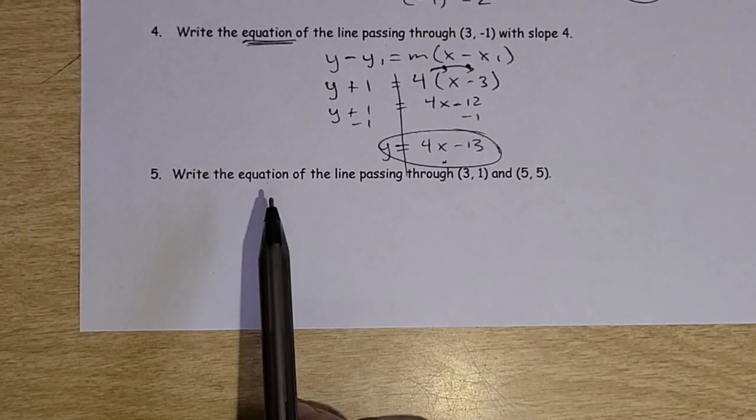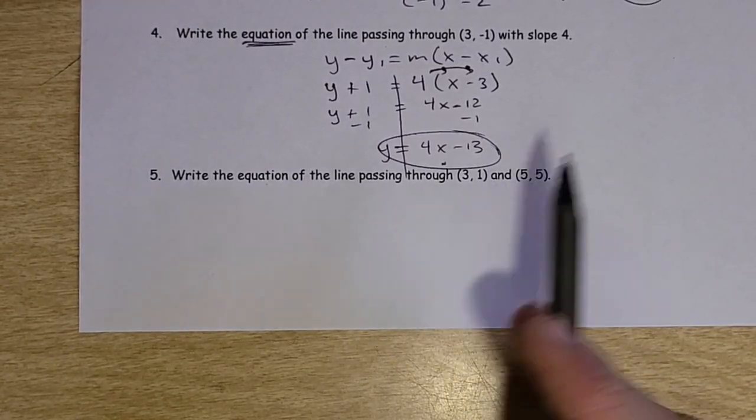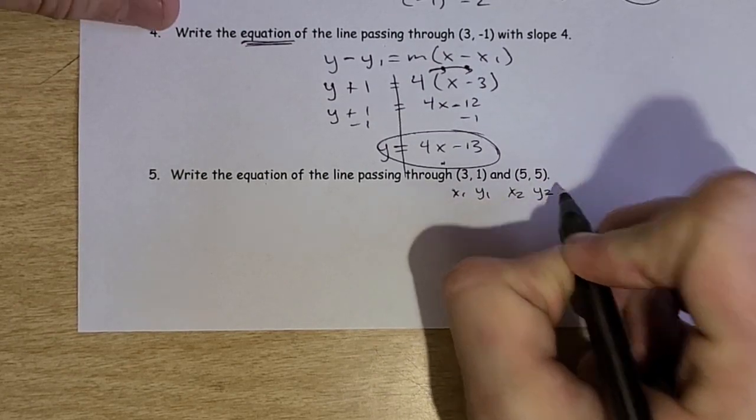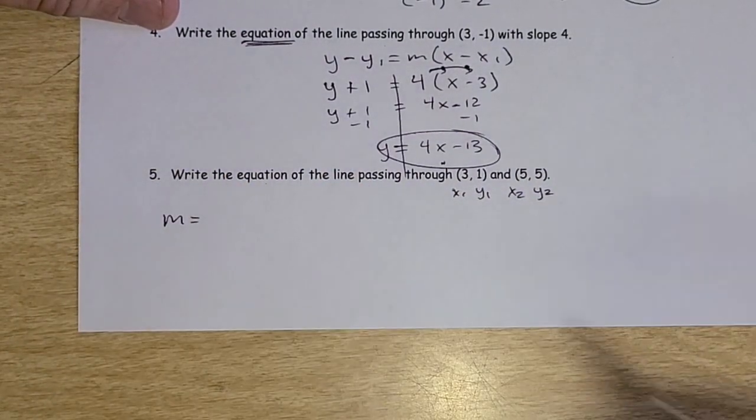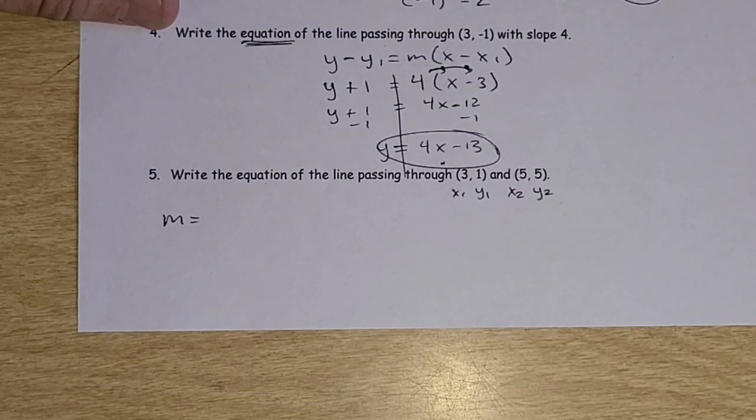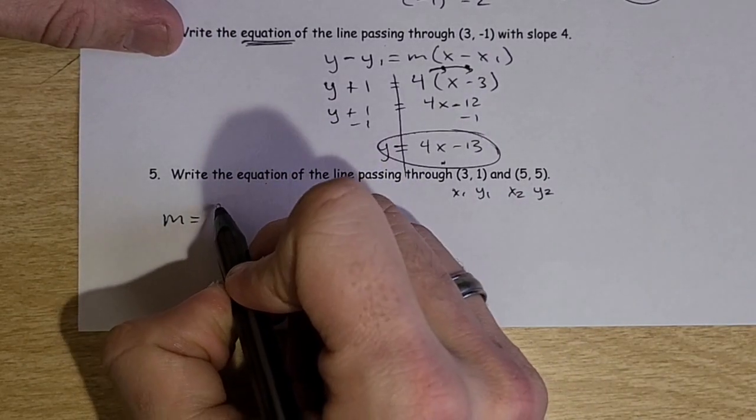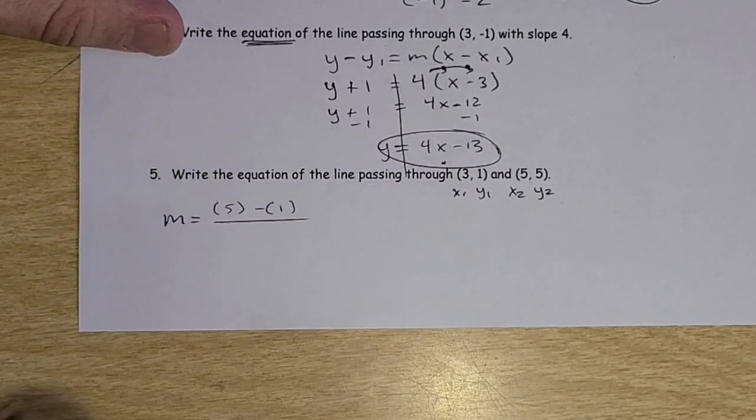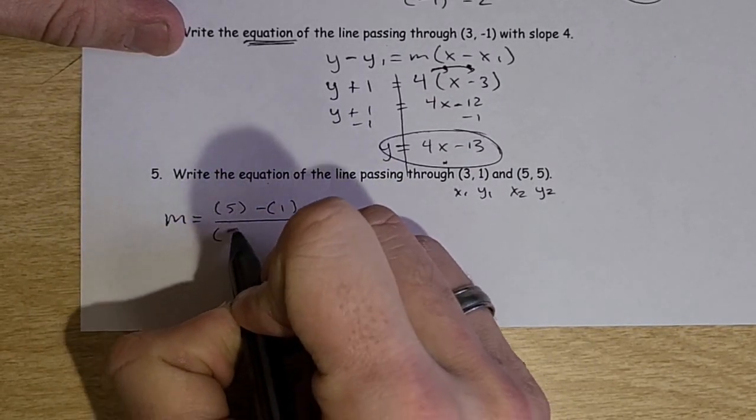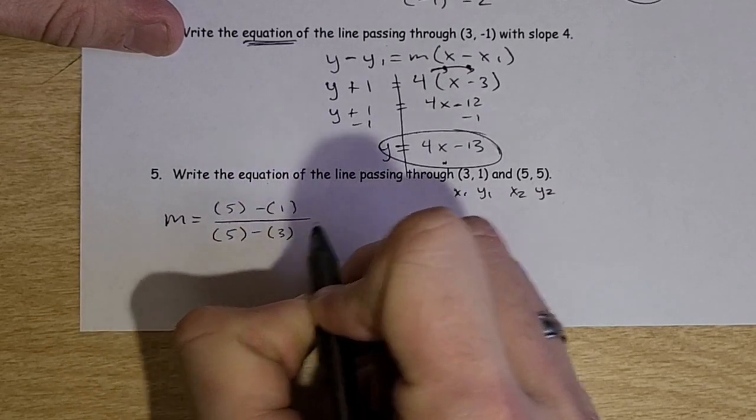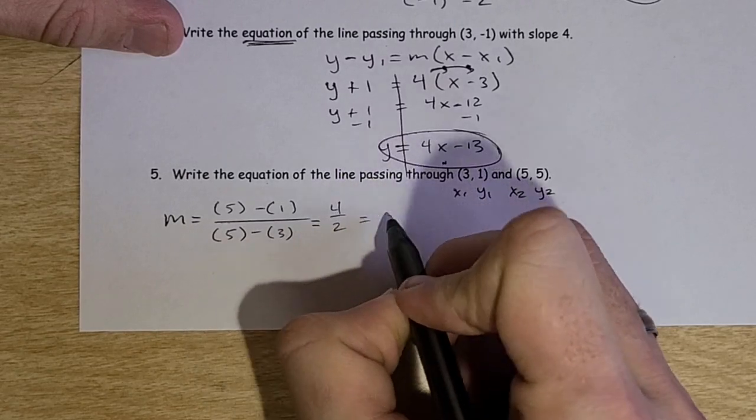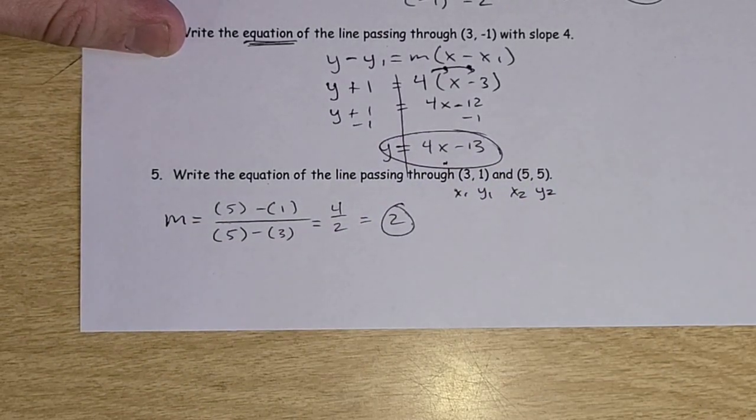And lastly, write the equation of the line passing through these 2 points. So again, x1, y1, x2, y2. I need to find my slope. No matter what version of the equation I'm going to write it in, I need slope. So I'm going to do y2 minus y1, so 5 minus 1. And then x2 minus x1, 5 minus 3. So that's a 4 on the top, 2 on the bottom, gives me a slope of 2.